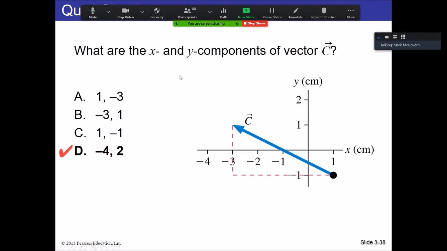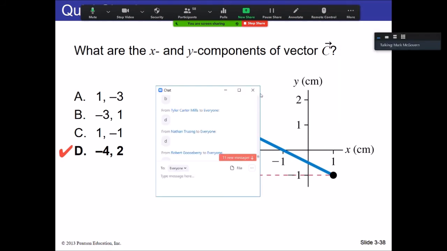All right, it's D. Why? You know what? The position doesn't matter. Yeah, I know someone's at the front door, Alexa. Jeez. All right. 4 to the left, -4. 2 up. Doesn't matter where we start.